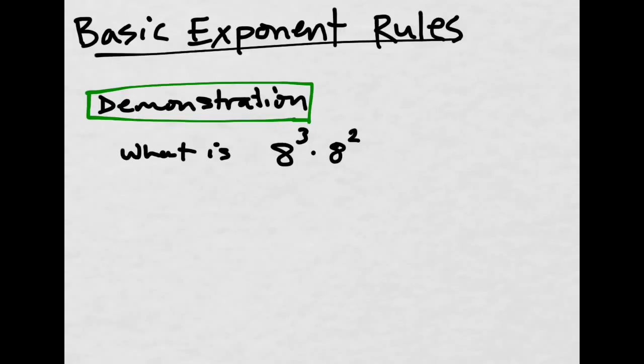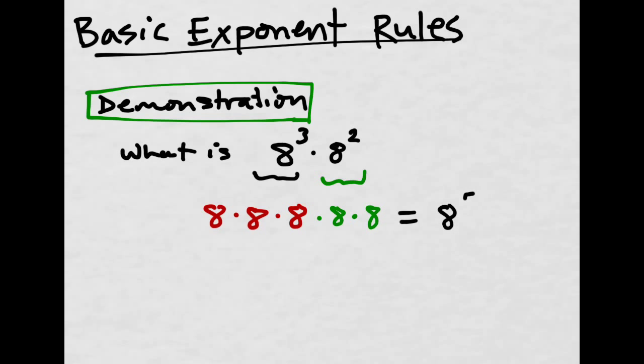What is 8 to the third times 8 to the second? Well, we know already that 8 to the third is just 8 times 8 times 8. And we know that 8 to the second is just 8 times 8. Okay, so all of this, 8 times 8 times 8 times 8 times 8, let's count: 1, 2, 3, 4, 5. That's just 8 to the fifth then.